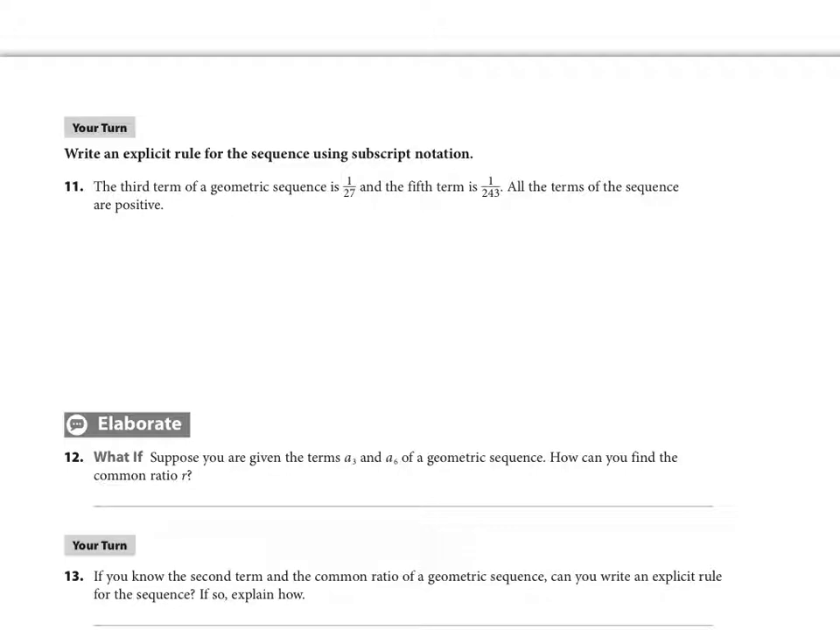The third term is 1/27th. The fifth term is 1 over 243, which means the first term, we don't know what it is. Second term, we don't know. Third term is 1 over 27. Fourth term, we don't know. And the fifth term is 1 over 243.